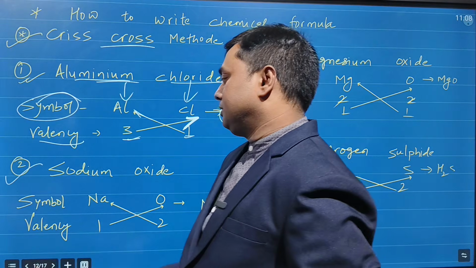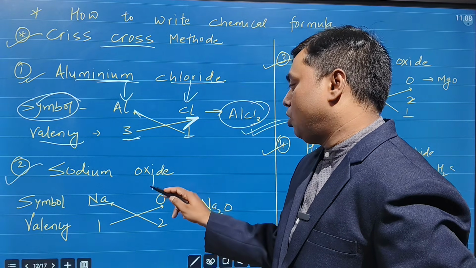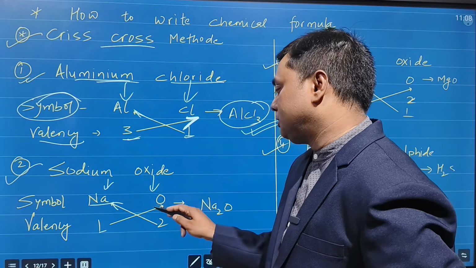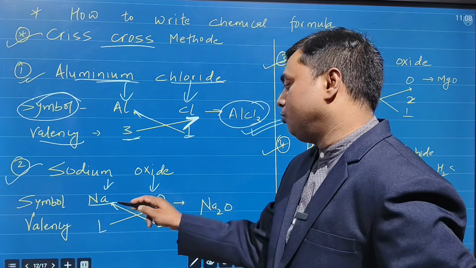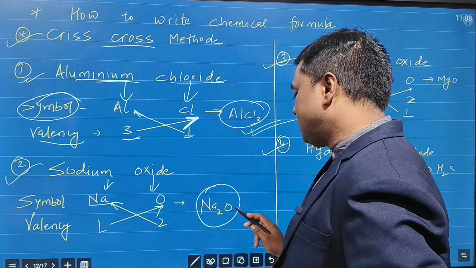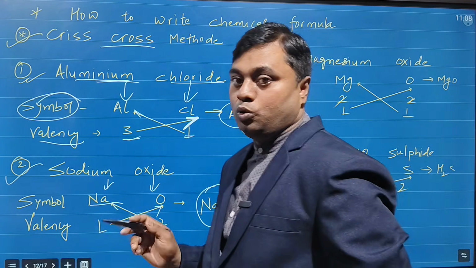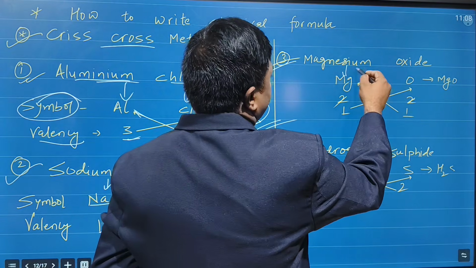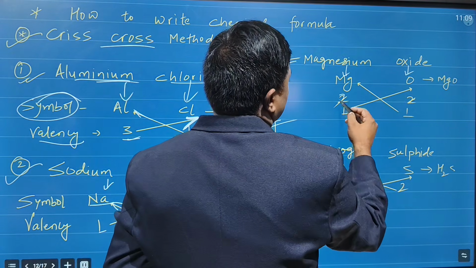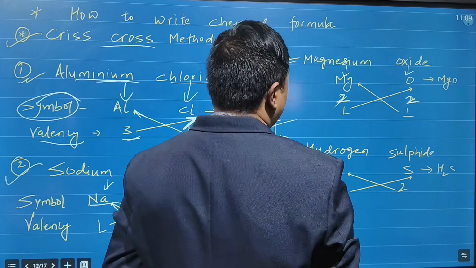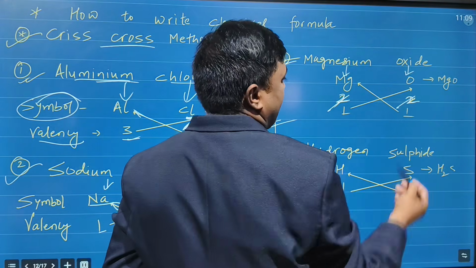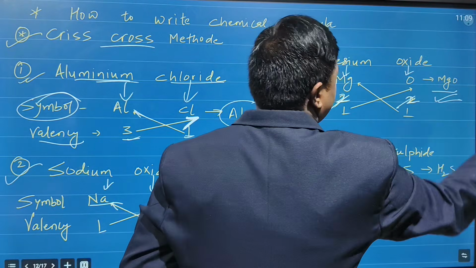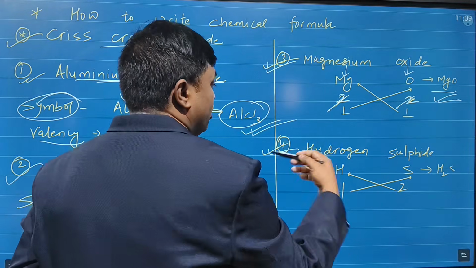Similarly, sodium oxide. Symbol is sodium Na, oxide O. Valency of sodium 1, oxygen 2. So crisscross method you can do. 1 will move here, 2 will move here. So Na2O. 1 generally we are not writing. Let's talk about magnesium oxide. Magnesium Mg, oxide O. Valency is 2 and valency is also 2 only. Yes or no? If the valencies are same, we can cancel also. 2 1 2 1. So 1 will move here, 1 we are generally not writing. So MgO.